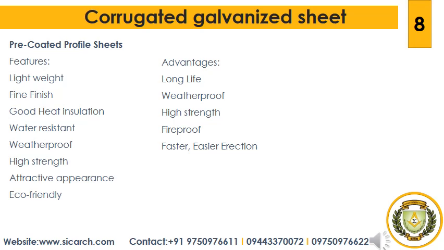So next is good heat insulation. The color coating on the sheets has strong insulating properties and thus these sheets give excellent protection against heat. So the next is water resistant. With water resistant properties, water cannot stand on these sheets. So the next is weatherproof. Without getting damaged, these sheets can bear extreme weather conditions.